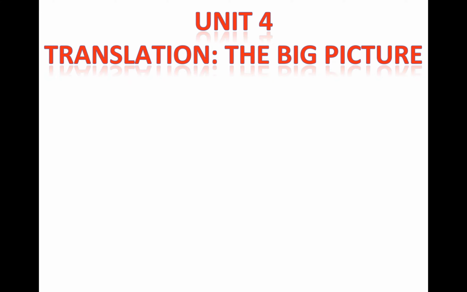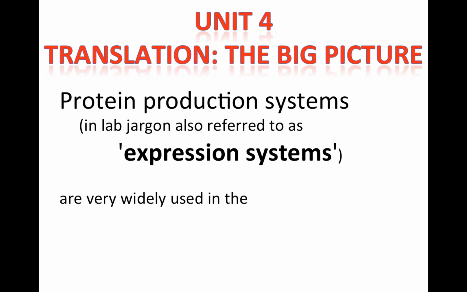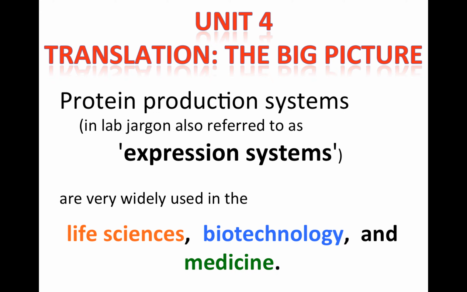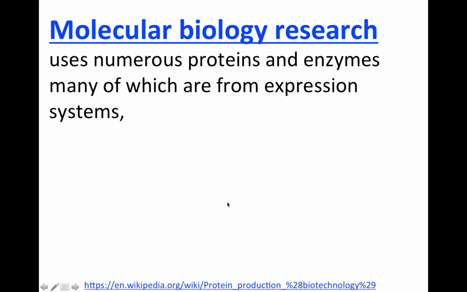The big picture for translation is that protein production systems or expression systems are very widely used in the life sciences, biotechnology, and medicine. For example, genes that encode a particular protein can be isolated from host organisms and then inserted into a variety of protein expression platforms such as E. coli, insect cells, mammalian cells, and yeast cells.